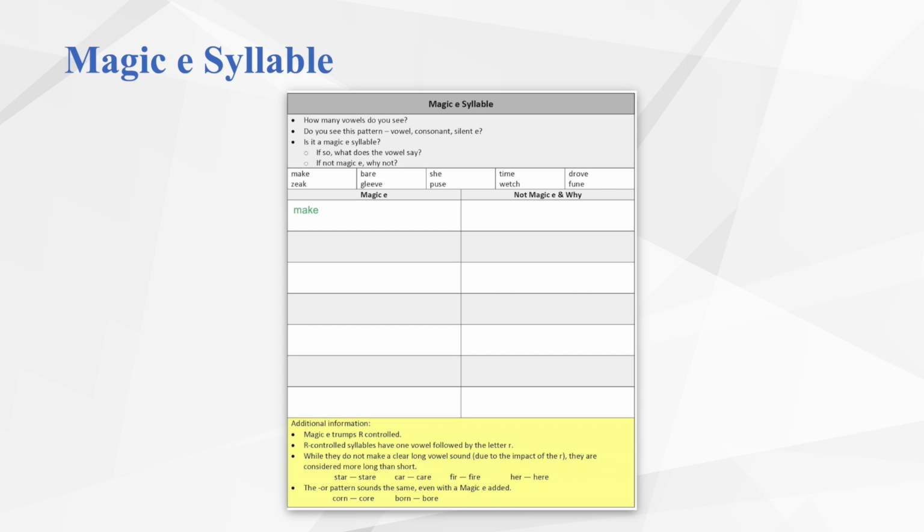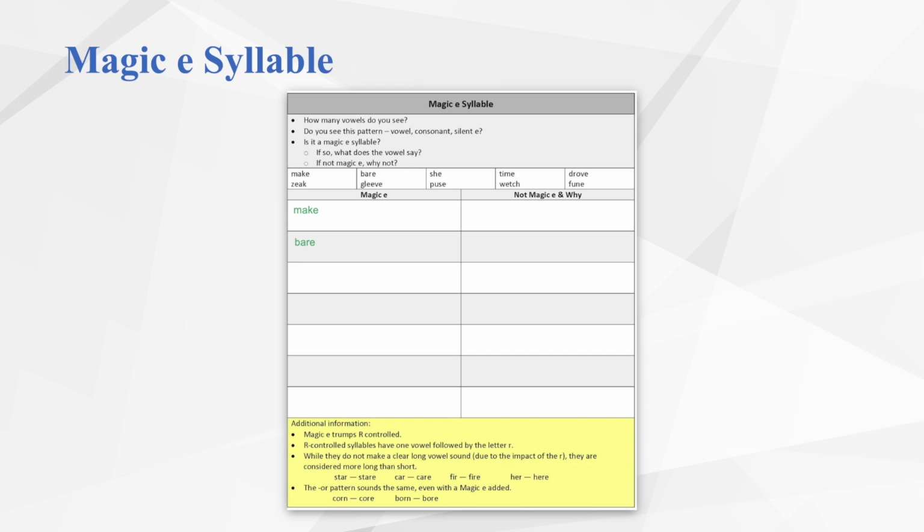Let's try B-A-R-E. Do we have two vowels? Yes. Are they in the required order? One vowel followed by one consonant and a silent E? Yes. So what kind of syllable is it? We call these magic E syllables.